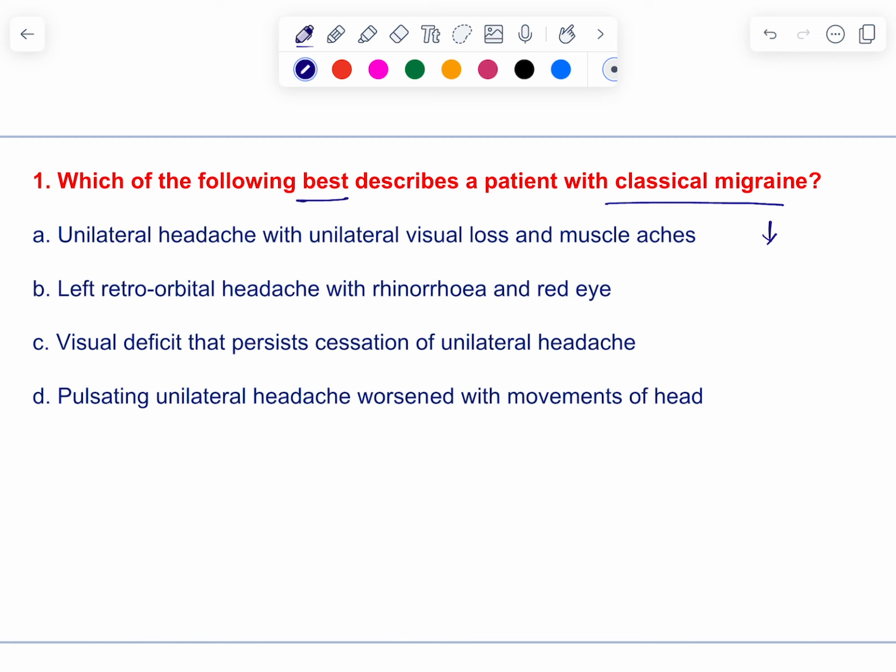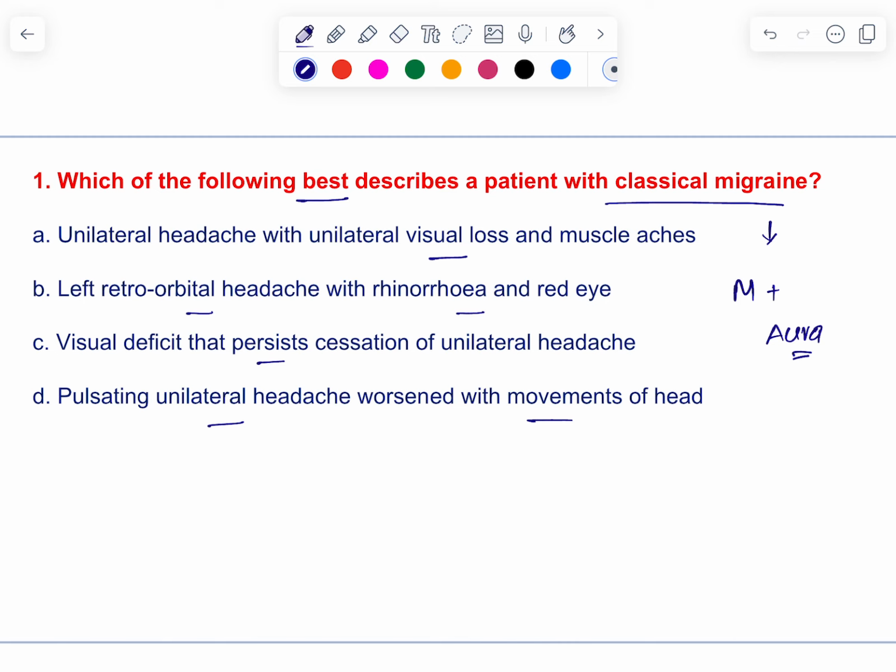So what do you understand by this classical migraine? In the theory part, I have said the classical migraine is the migraine with aura. This is what is called the classical migraine. And you take the options: unilateral headache with unilateral visual loss and muscle aches, left retroorbital headache with rhinorrhea as well as red eye, visual deficit that persists after cessation of the unilateral headache, pulsating unilateral headache worsened with movement of the head.